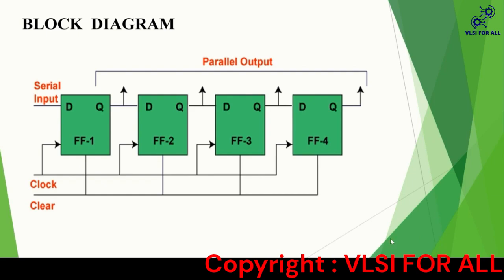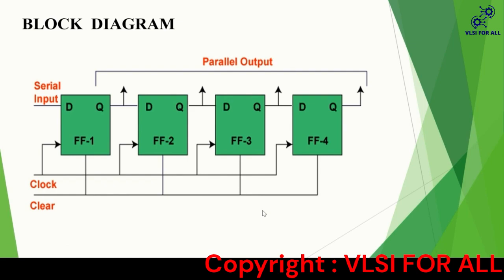In this block diagram, we can see that it consists of 4 flip-flops. That means it can store 4 bits. That means it is a 4-bit serial input and parallel output shift register. It contains clock and clear signals. Whenever we want to reset all the flip-flops to 0, then we use the clear signal.